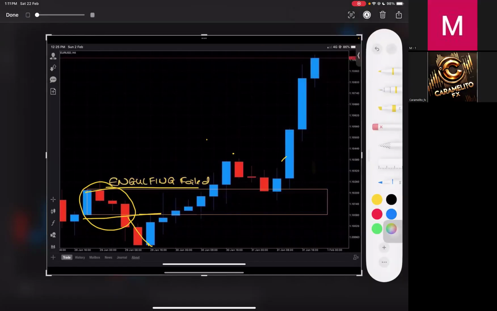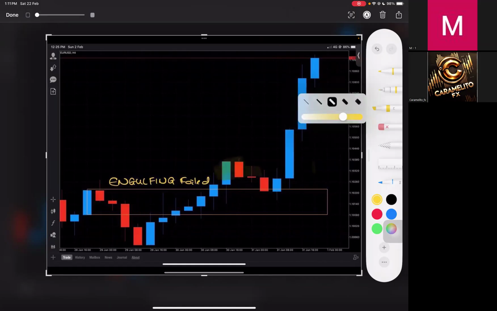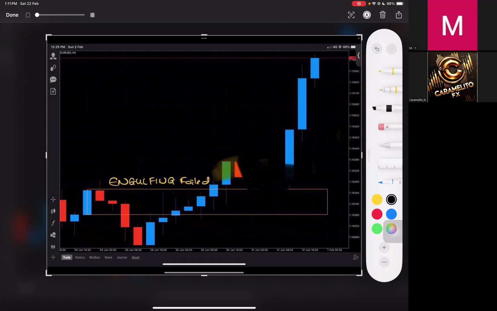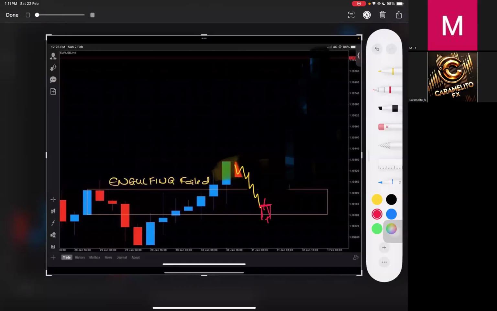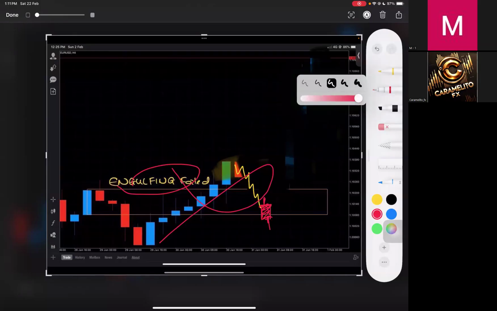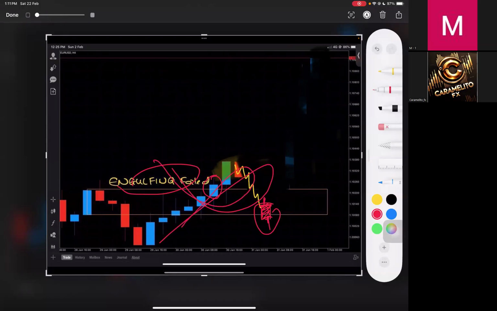What happened if later on price pulls back to my zone, and suddenly price breaks my zone one more time like this? Can I take this one as engulfing fail zone or no? No. Definitely no. Because why? It's already broken up to 2 times. So this is an engulfing fail that has been failed again. So definitely I'm not going to take this.